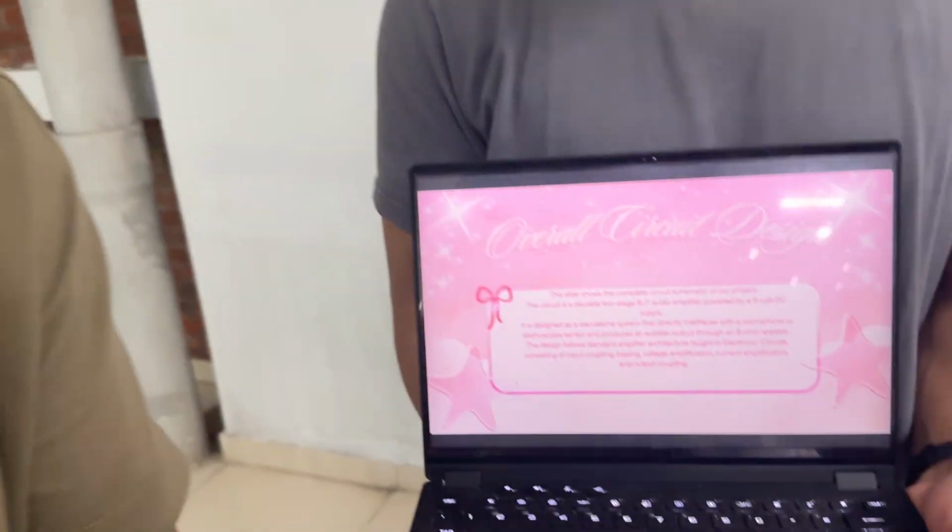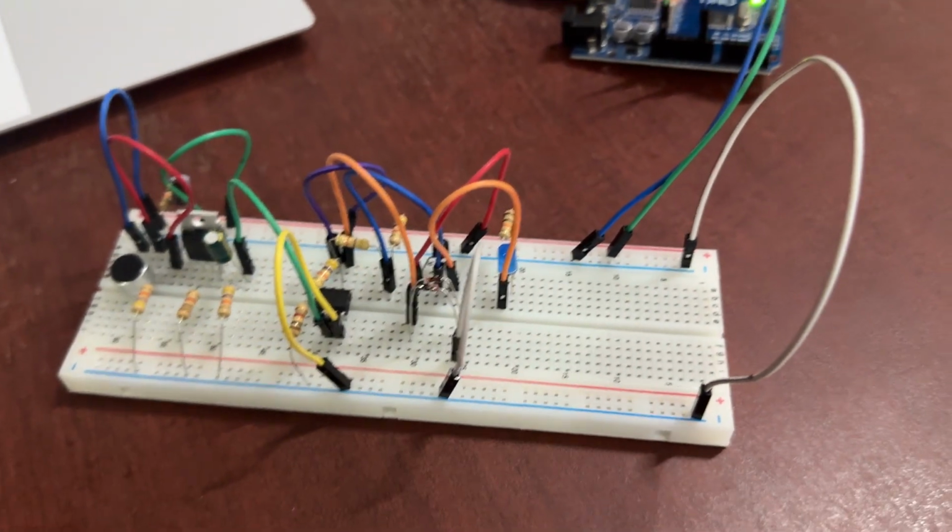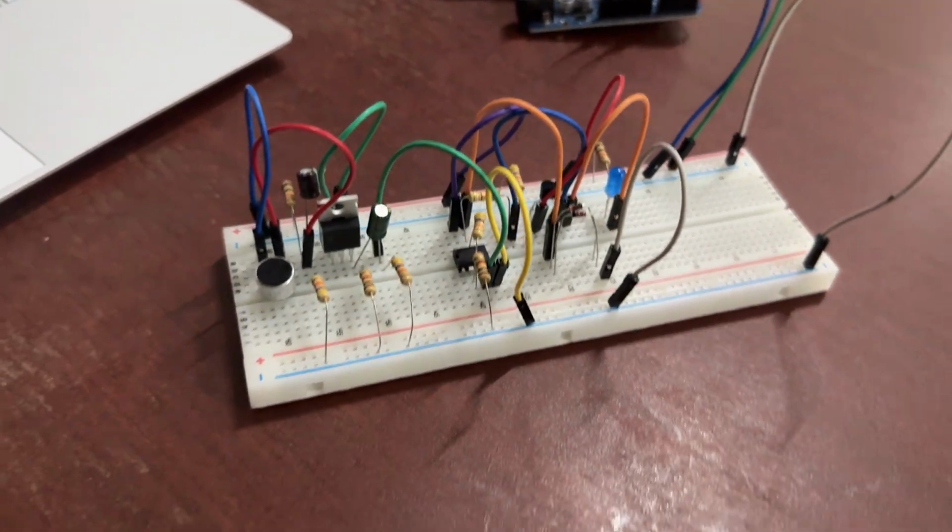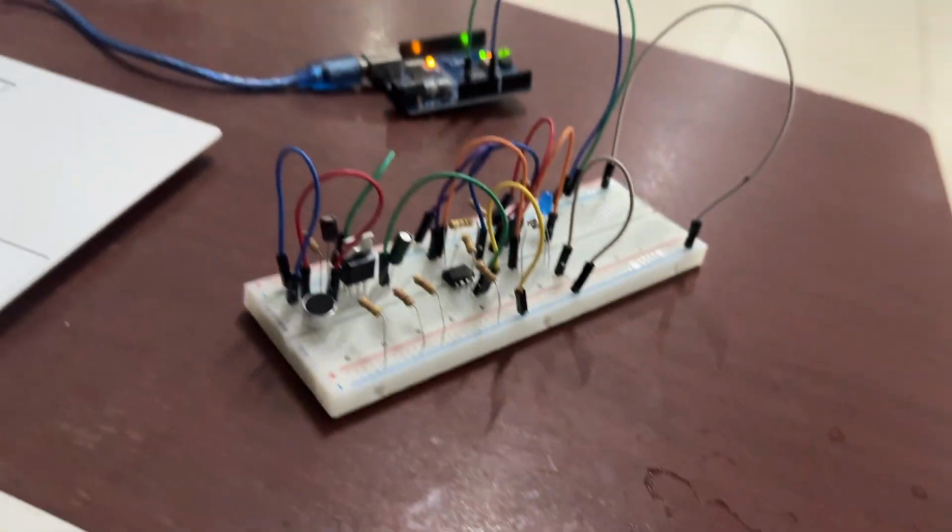For the overall circuit design, as you can see, it is designed as a standalone system that directly interfaces with a microphone or stethoscope sensor and produces an audible output through an 8-ohm speaker.